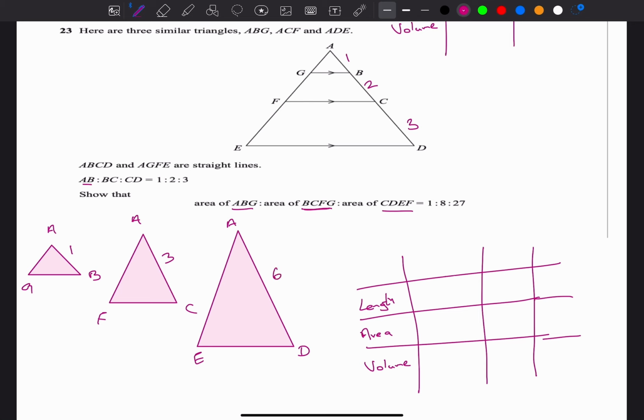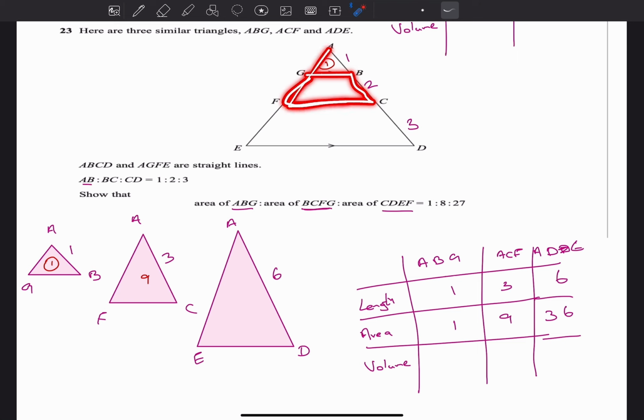So this is my ABG, and ACF, and ADE. The lengths are 1, 3, 6, and I want the area, so square it: 1, 9, 36. So the area of ABG is 1. The area of ACF is 9. But I just want this little area, which is technically 9 take away 1, which makes it 8 only.